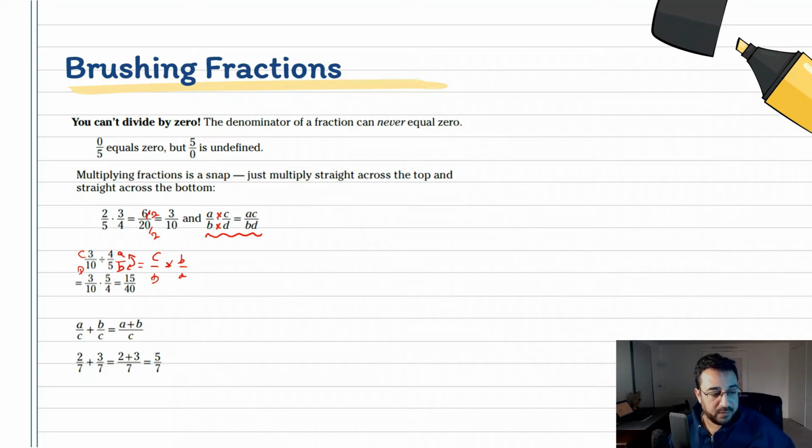So if you have 3 over 10 multiplied by 5 over 4, instead of 3 over 10 divided by 4 over 5, so we switch those two. So 3 by 5 is 15 over 10 by 4 is 40.